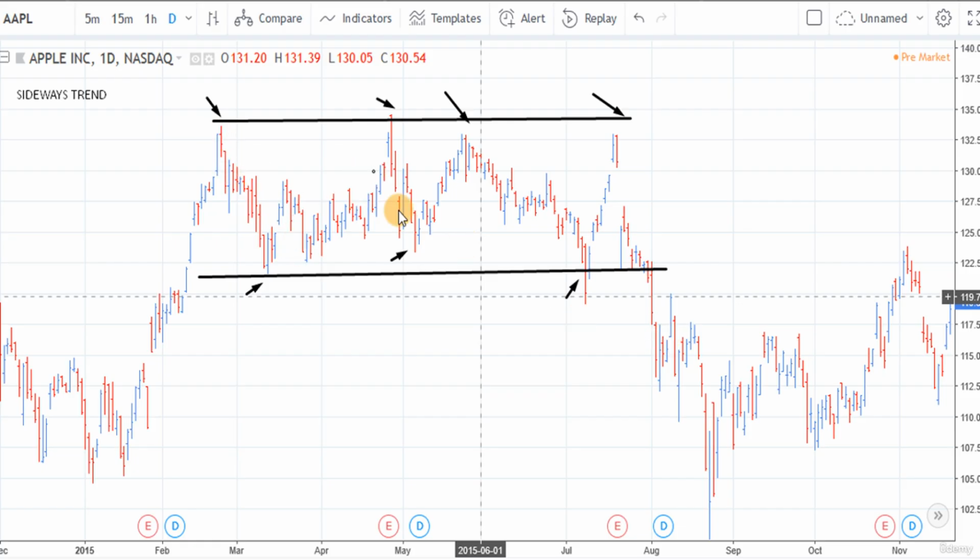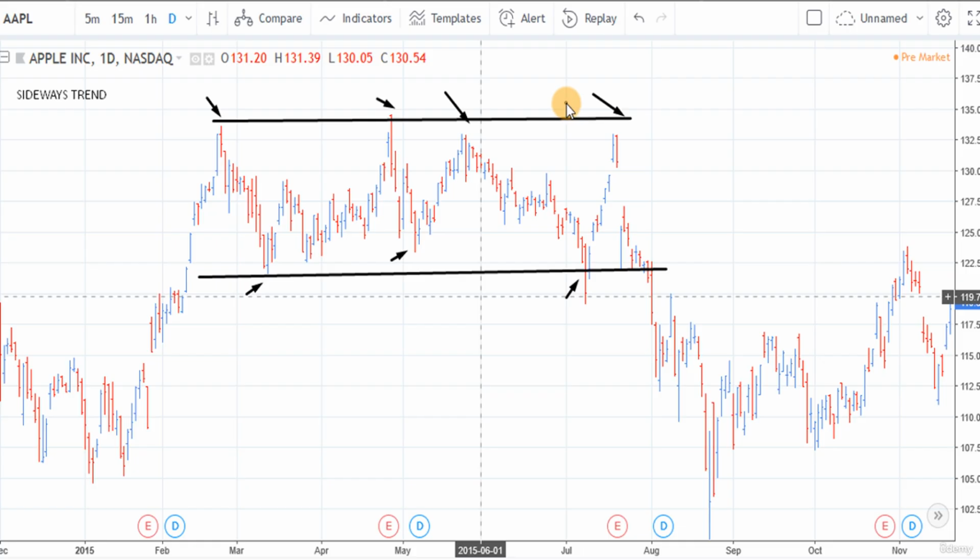Here demand and supply are in balance and price movement is confined between a range. These are horizontal trends and there is little movement up and down. We shouldn't trade when the trend is flat and market is in sideways trend. However, if the confined range is wide, we can take advantage of this range by buying at the bottom of the range and selling at the top of the range.